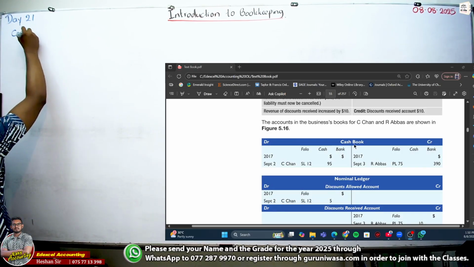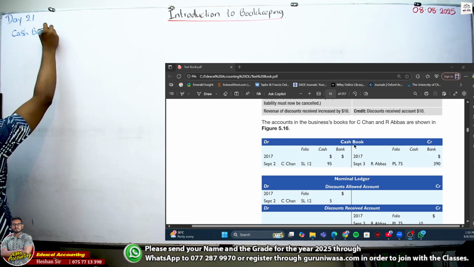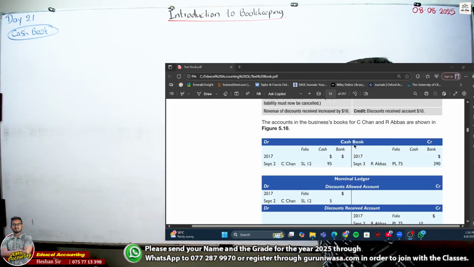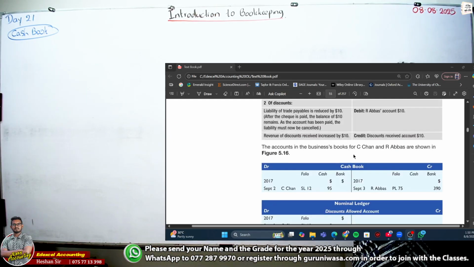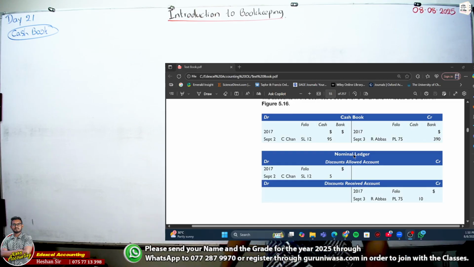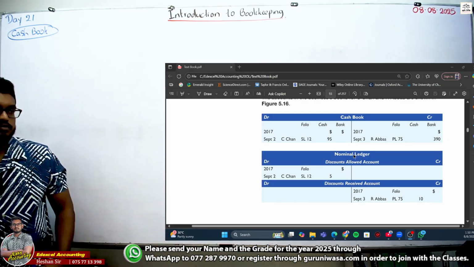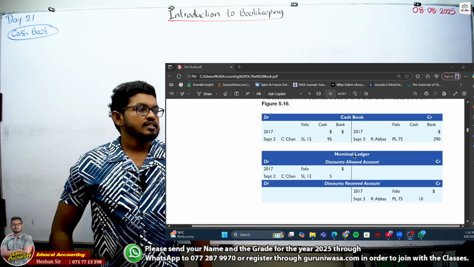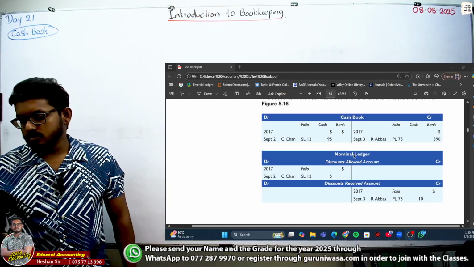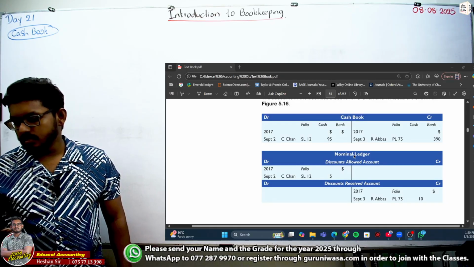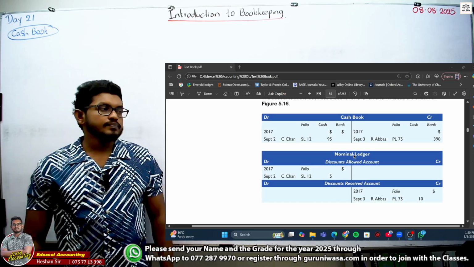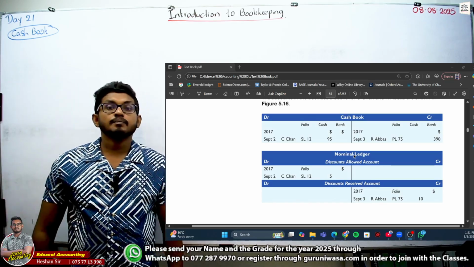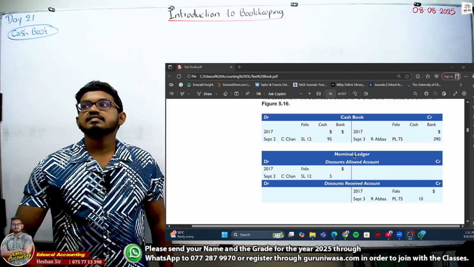Now cash book is also a kind of book, right? Now we discussed the books of original entry. Cash book is also a kind of book of original entry, a prime entry book. But the secret behind that is there is a T format in the cash book. You can see the cash book performs a dual function. Dual function means it is a prime entry book as well as a ledger account.